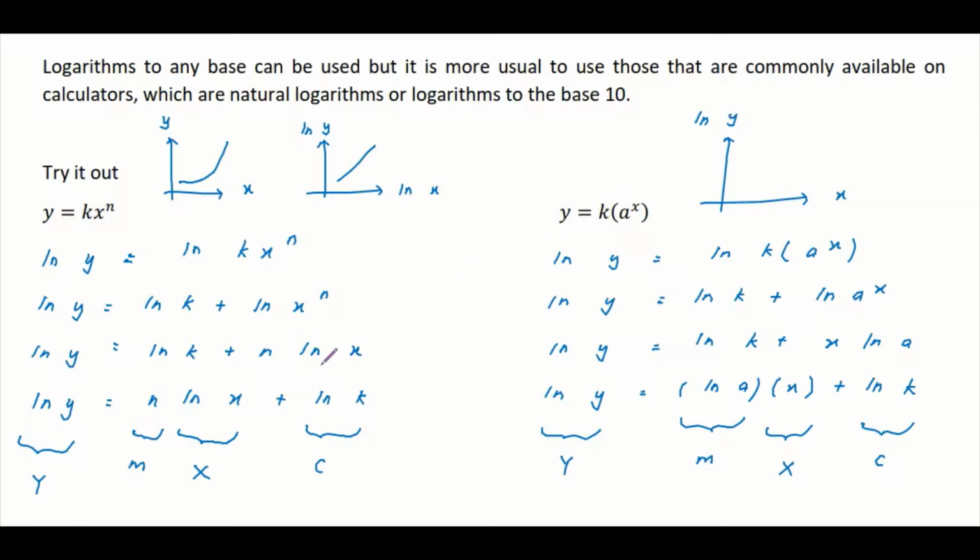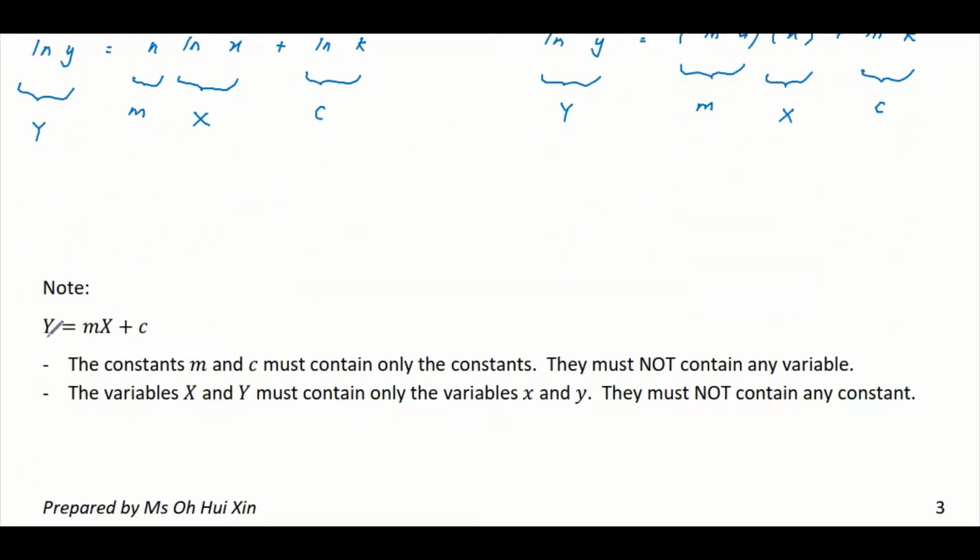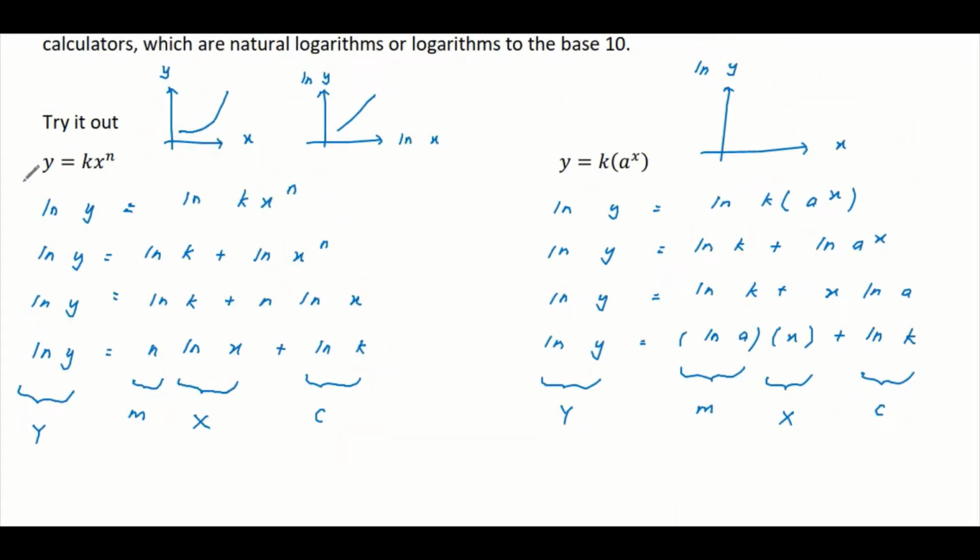Something to take note of here is that when you try to change it into a new form of y equals mx plus c, the m and c must contain your constants only. You cannot have any variable in your equation. For example, take this equation, y equals kx to the power of n. In this case, k and n are constants. So your k and n can only exist in your gradient and your y-intercept.